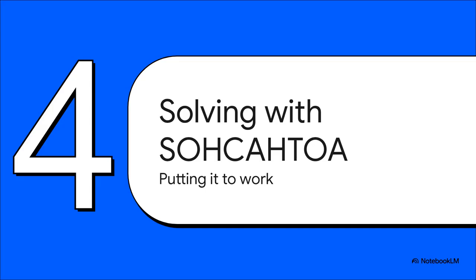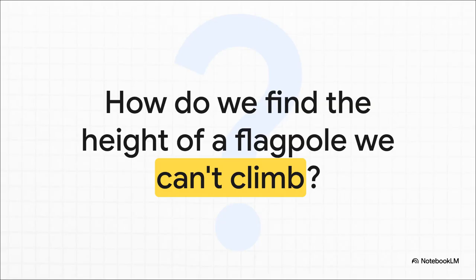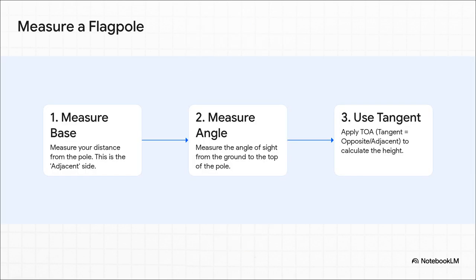Okay, theory's down, we've got our tools, we've got SOHCAHTOA burned into our brains. Now let's actually put it to work and solve a real problem. So let's circle back to that idea of measuring something you just can't reach. Instead of a whole mountain, let's start with something a bit smaller, like a flagpole. We want to know how tall it is, but we don't have a ladder anywhere near long enough. So how can our new friend trigonometry help us out? It's actually a super simple three-step process.